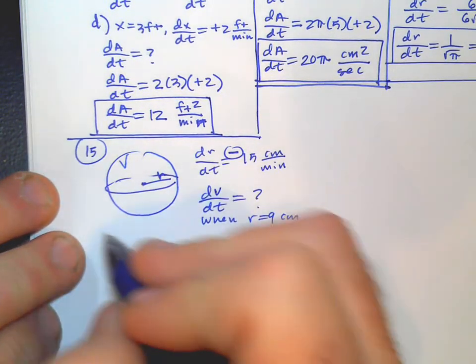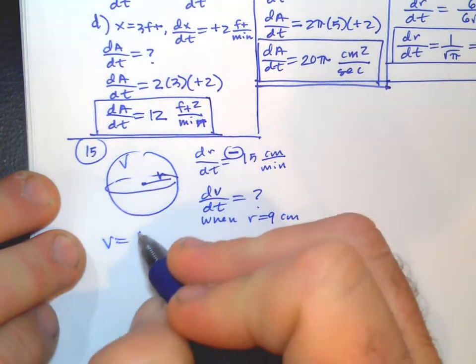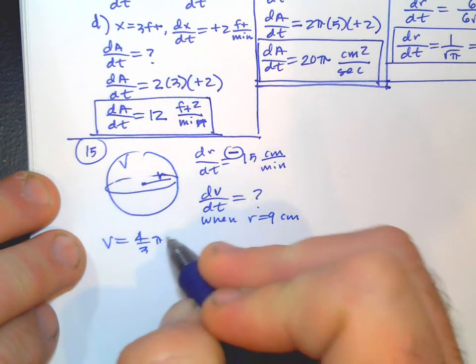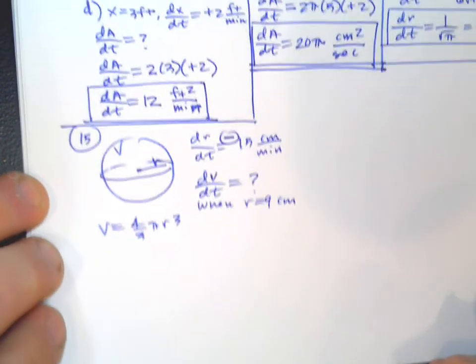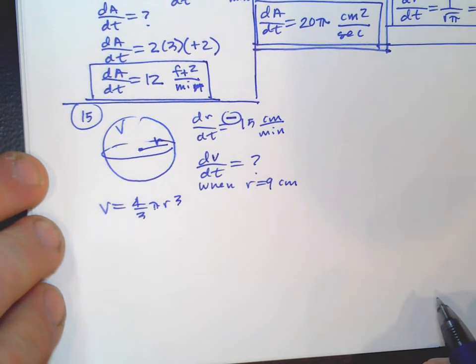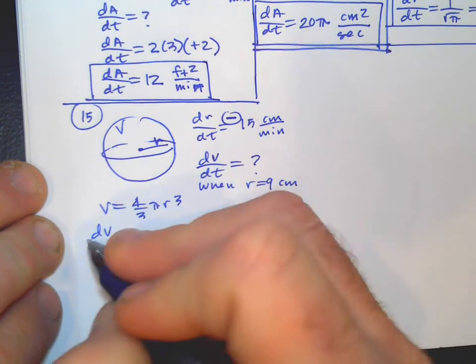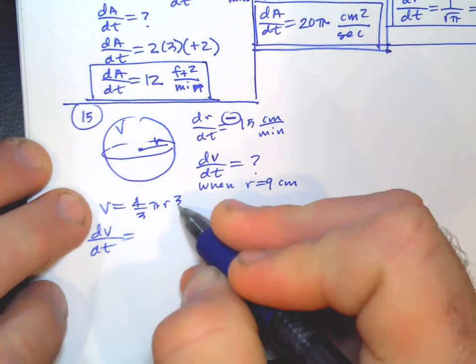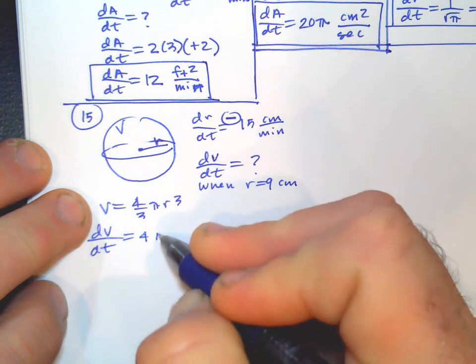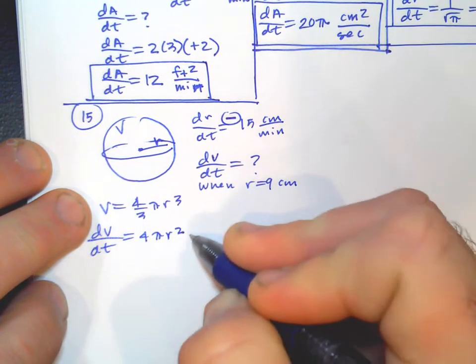So the volume of a sphere, which we didn't know, is 4/3 pi r cubed. Makes sense that you have an r cubed because you need 3 dimensions for sure. And there's a pi, of course, and r. The 4/3 is probably the hardest part to remember. And we got to take the derivative, dV/dt equals, multiply by the 3, power rule, 4 pi r squared, dr/dt.